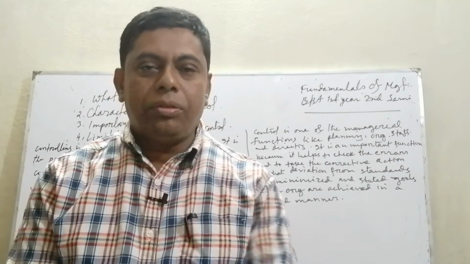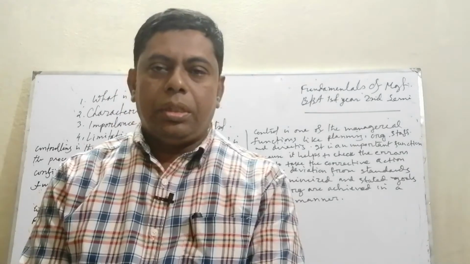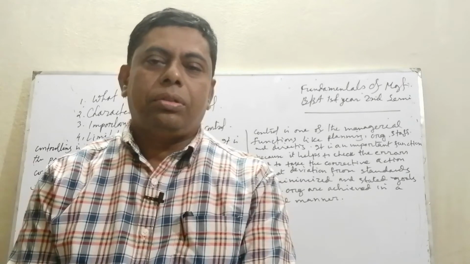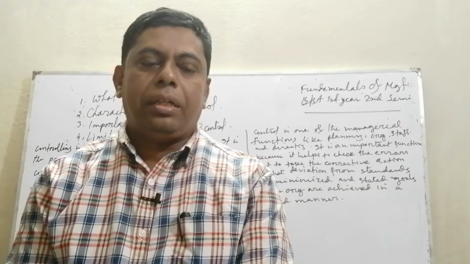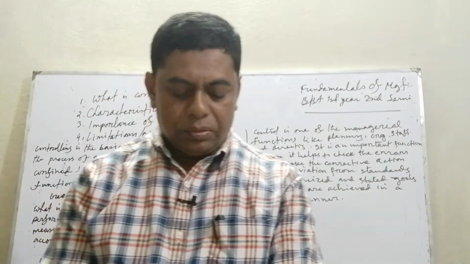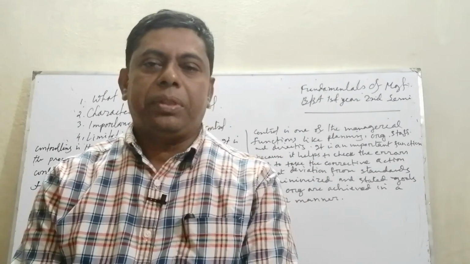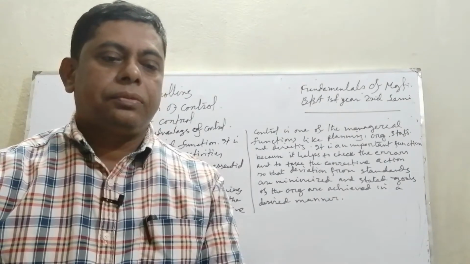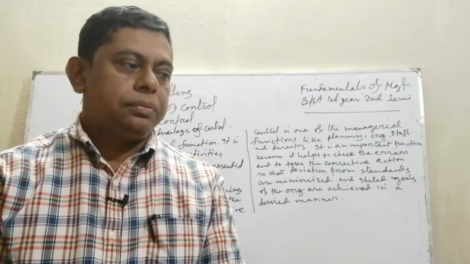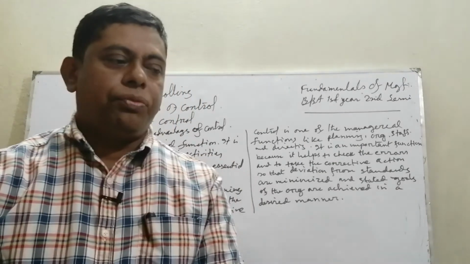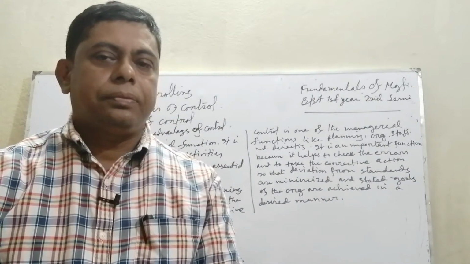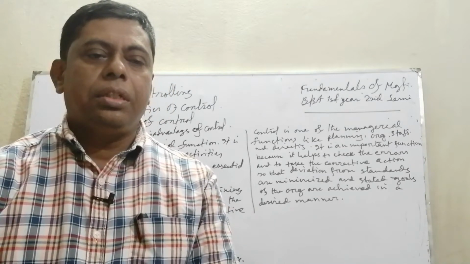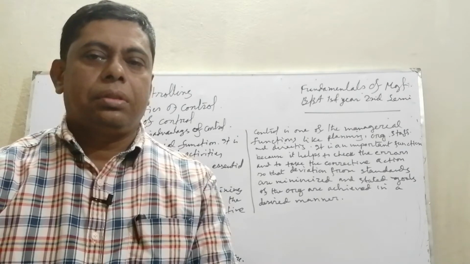Today I will take your class on fundamentals of management and also discuss chapter 10, the last chapter, controlling. Now the questions to be discussed are below. In the first question, what is controlling? And the second question, characteristics of controlling. And the third question, importance of controlling. And the last question, limitations or advantages of controlling.